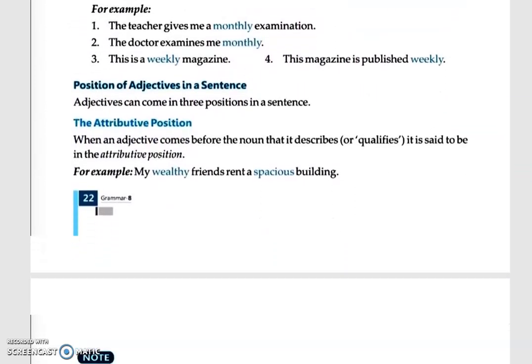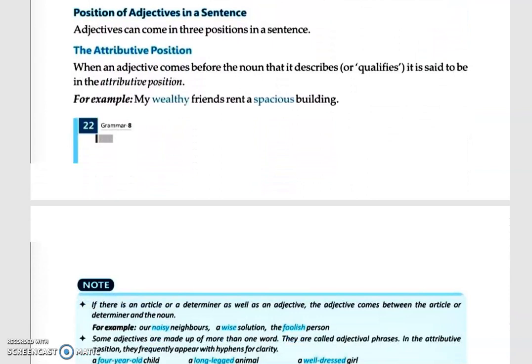Now position of adjectives in a sentence. This means when we have a sentence, where do we put the adjective? So the adjective can come in 3 different positions in a sentence. That is, if we have a sentence, I am going home, and I want to add the adjective early, where will I put it? Will I put it in the beginning? I am early going home. Yeah, I am going home early. Yeah, early I am going home. So we will see the 3 different positions.